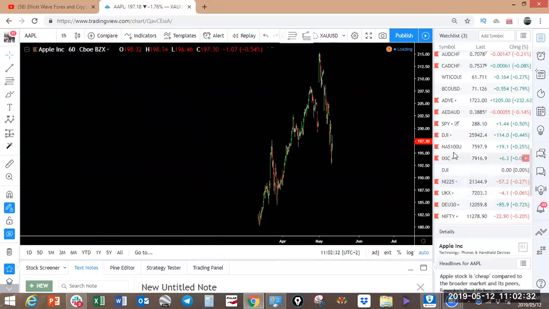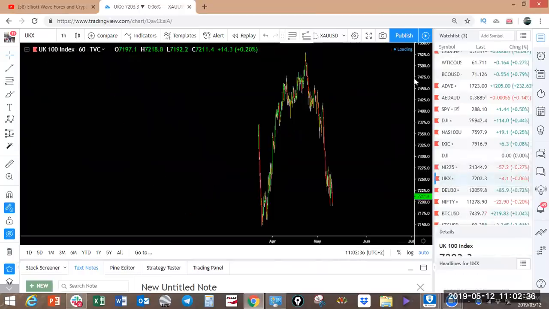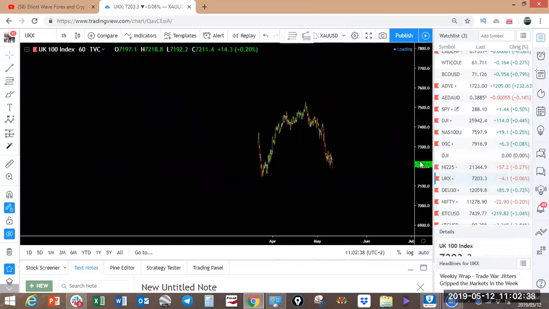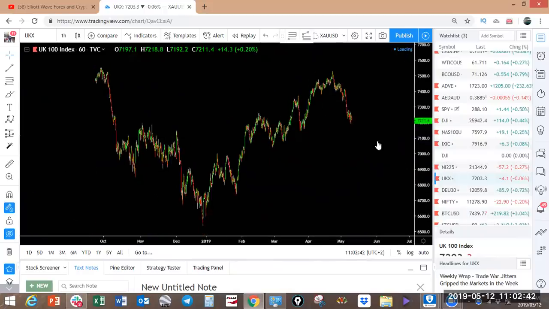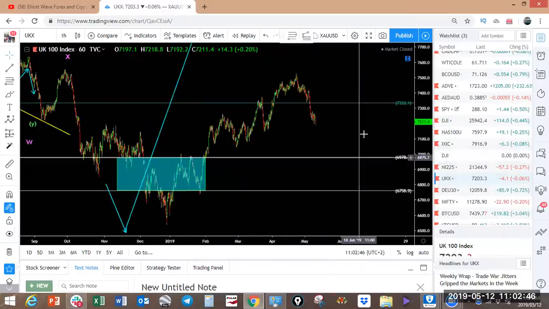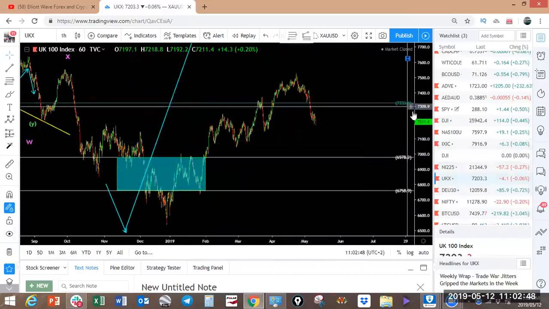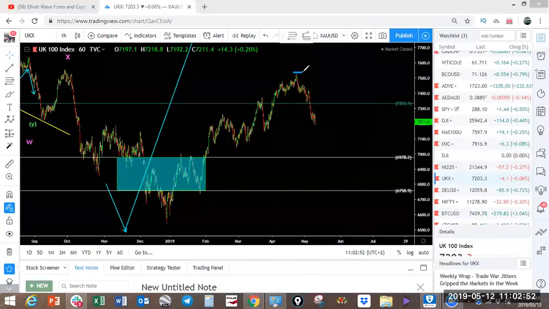And the next one will be UK 100. Let's look at the UK 100. So the UK 100 has made a 5-wave move. This is the first part of the corrective structure. So this is the 5-wave move to the upside. This is the first part of the corrective structure. We still need to expect this one.